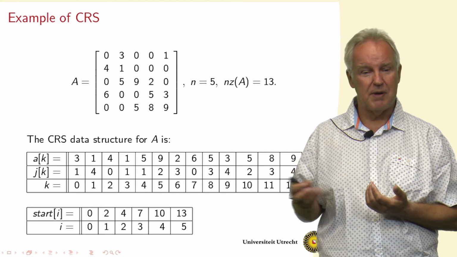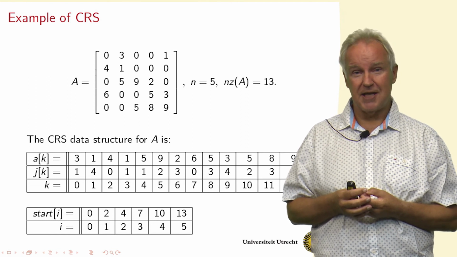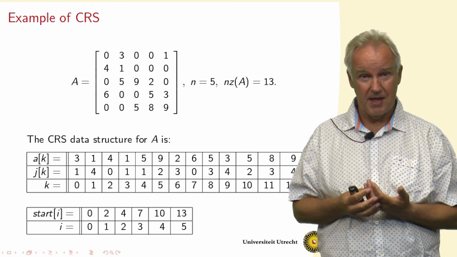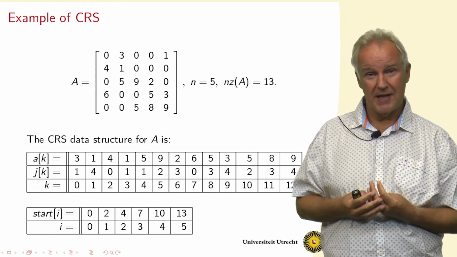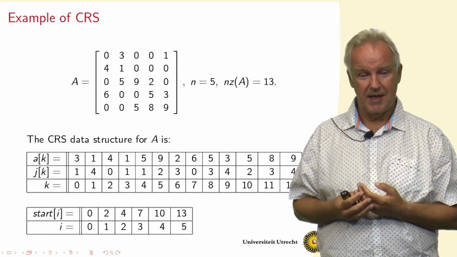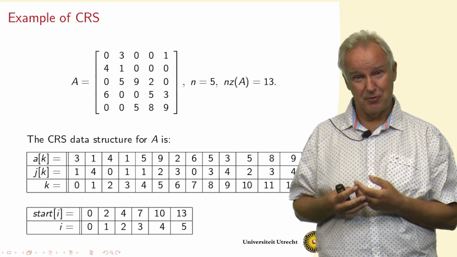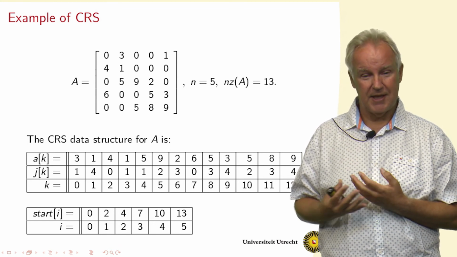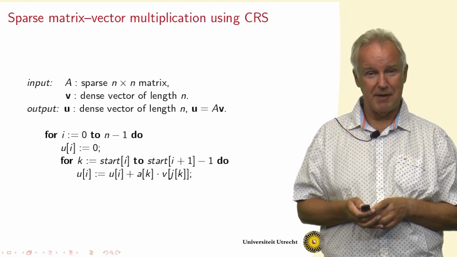And then we go row by row. We also need to say where a row starts. Now, obviously, row 0 starts at 0, but since it has 2 non-zeros, row 1 starts at 2. And then again, we have row 2 starts at 4 because row 1 also has 2 non-zeros, etc. So that's the CRS data structure for the pi matrix.